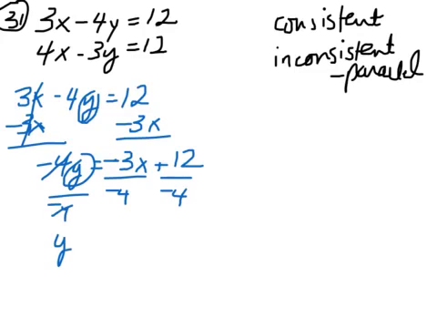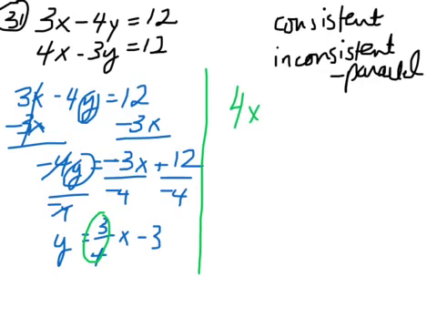And I get y equal, a negative over a negative is a positive 3/4 x. And then 12 divided by negative 4 is negative 3. So I'm just going to write it as 3/4 x minus 3. So what's my slope here? It is 3/4. Now let me take the second equation, 4x minus 3y equal to 12.